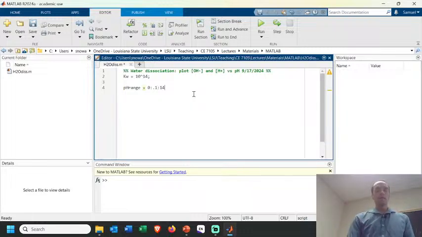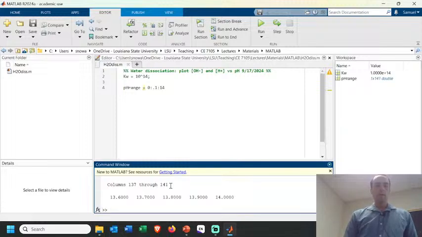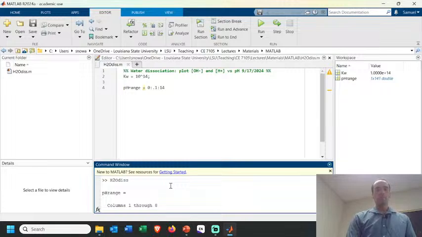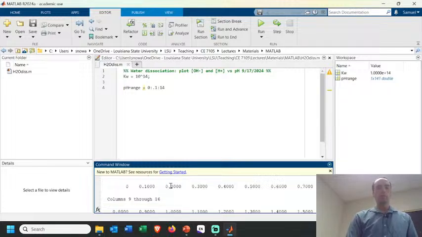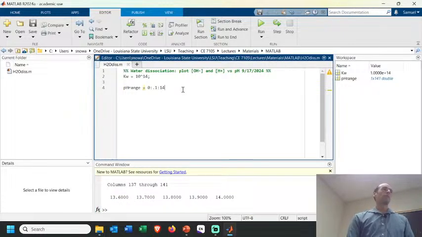So if I just save this and go to my command prompt and run that script, H2O dis, it's going to read out a bunch of steps for that pH range. It's going to say pH range equals 0, 0.1, 0.2, and so on. It's not a bad idea to check what your script is giving you as you go through it. I'm going to go ahead and put the semicolon so I don't see that every time. And then I'm about ready to make some calculation.